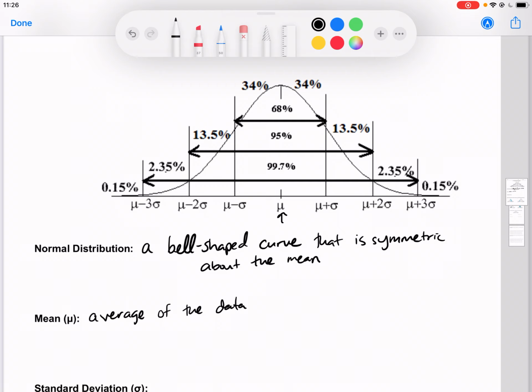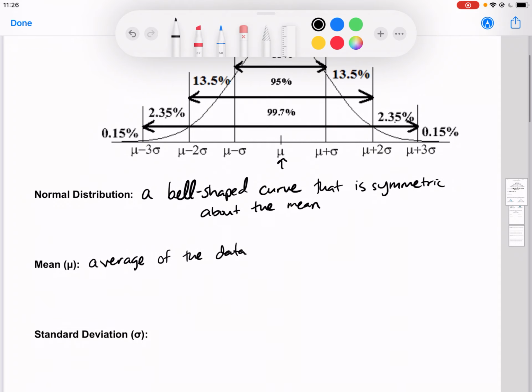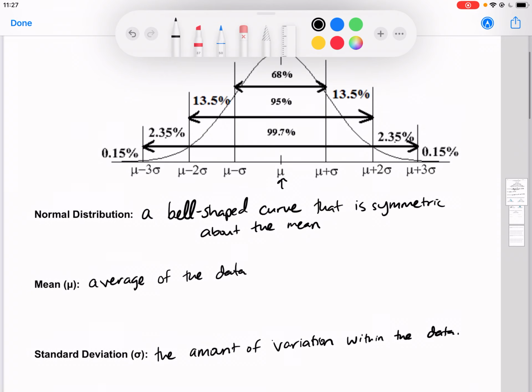This symbol right here is called sigma. That tells you how much you vary. So it's the measure of variation, the amount of variation, or typical variation, I should say, within the set of values. So it's just like the typical variation.